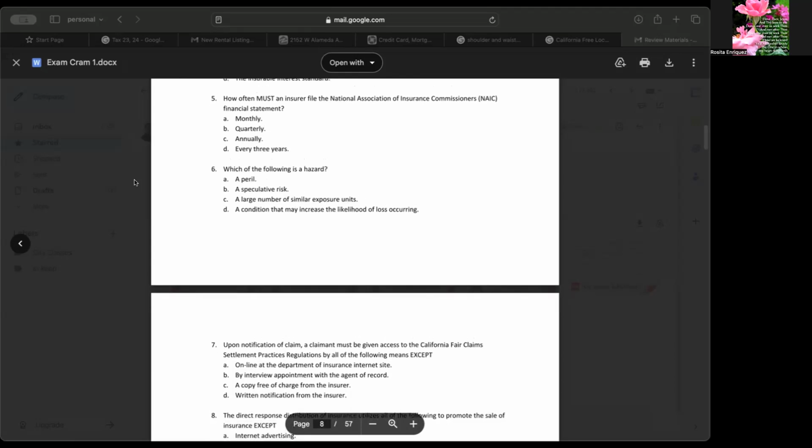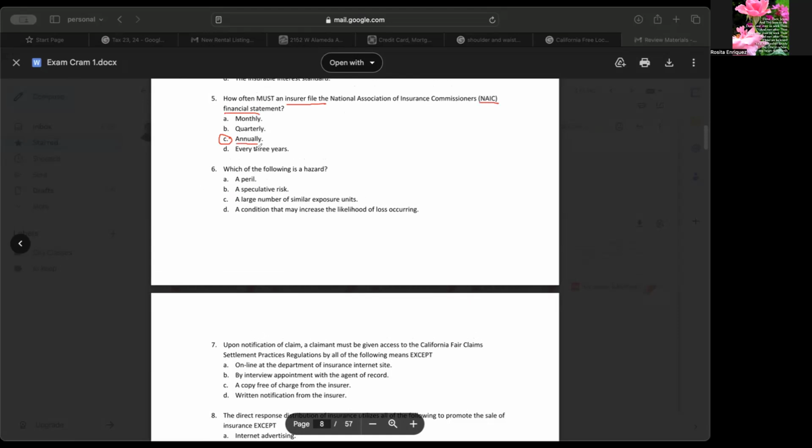Question number 5. How often must an insurer file the National Association of Insurance Commissioners, NAIC, financial statement? And the answer is annually. So the keywords here will be insurer file, NAIC financial statement, annually, every year.